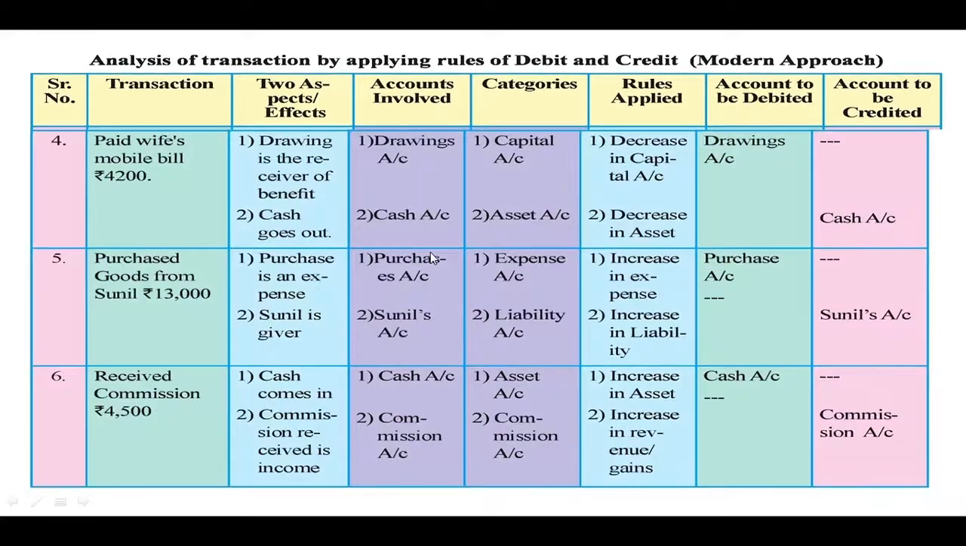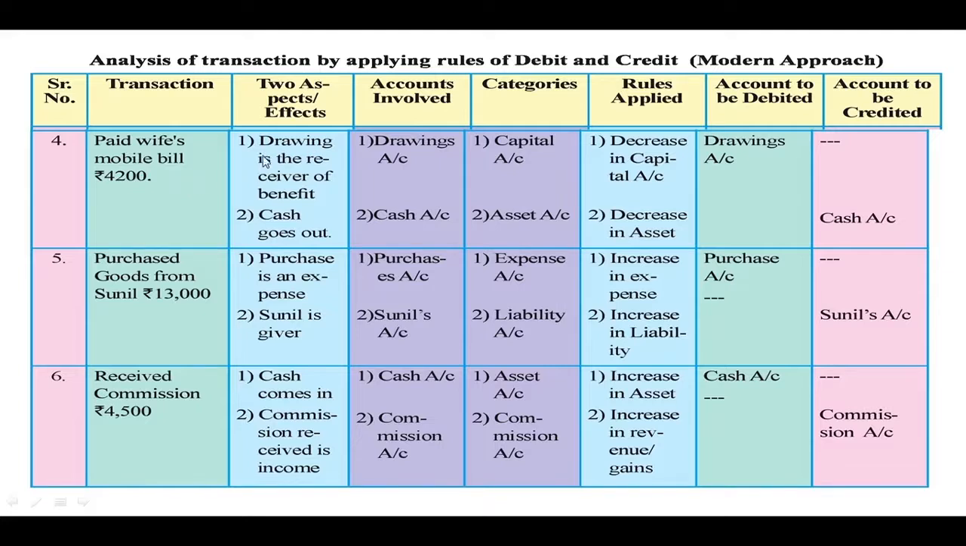Next, paid wife's mobile bill rupees 4,200. Now here wife's mobile bill is the personal expenditure. You can see that wife's mobile bill is not the business expenditure. It is the personal expenditure. So the amount of rupees 4,200 is used from the business to pay some kind of personal expenditure. Whenever any kind of amount is used for the personal use, it is called drawings.